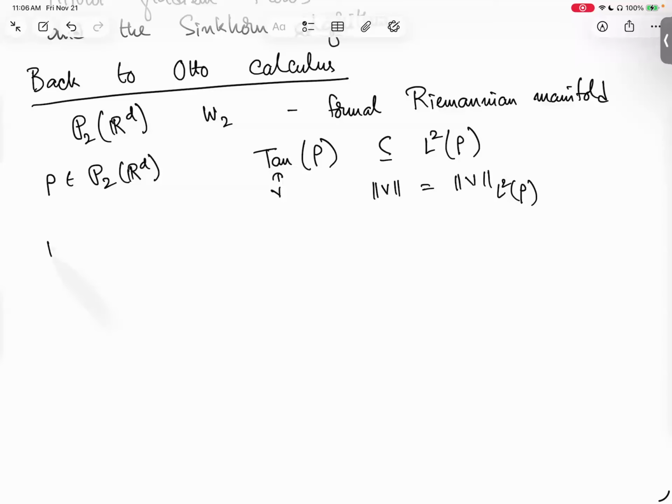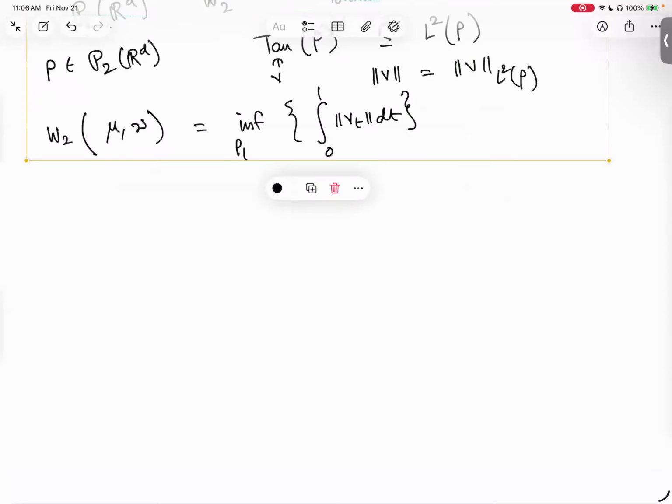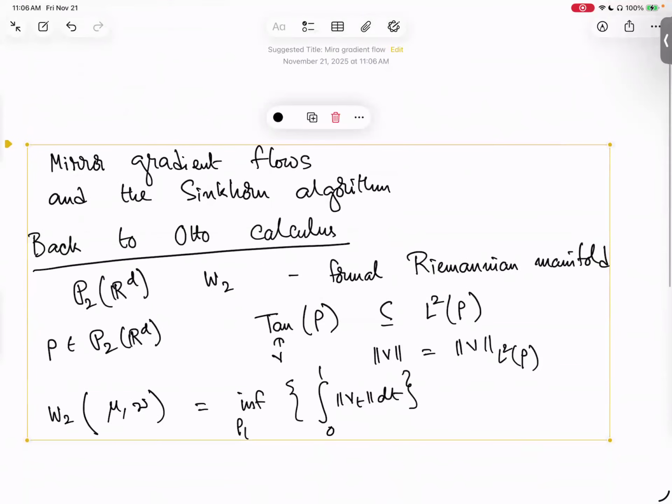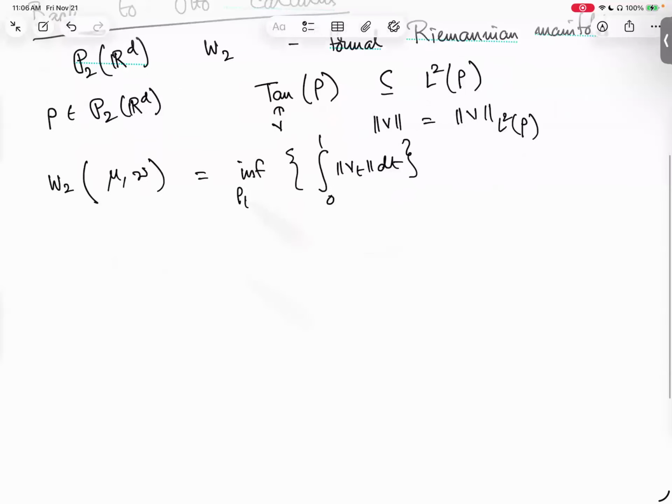So you can write down the W2 distance between some mu and nu as the infimum over the length, the integral of the length of every v_t dt from 0 to 1, over all smooth curves rho_t with their tangent velocities v_t.